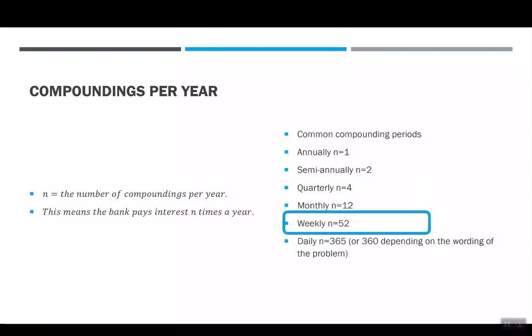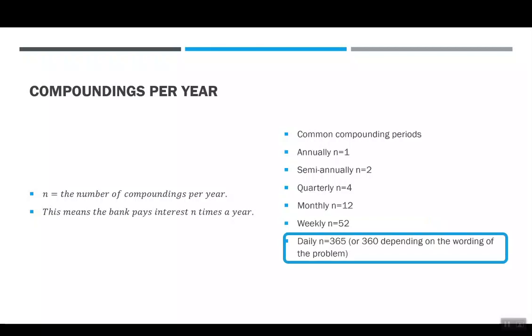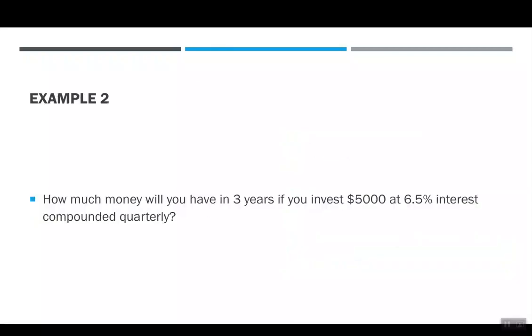Weekly is 52 times a year. Daily, it's either 365 or 360. You really have to watch the wording of the problem. When the homework wants it to be 360, it will tell you. Otherwise, use 365.